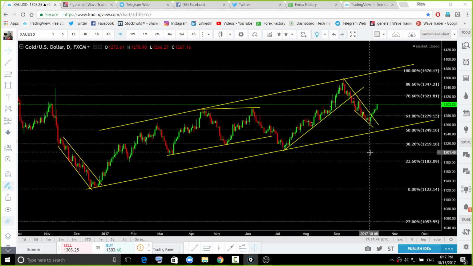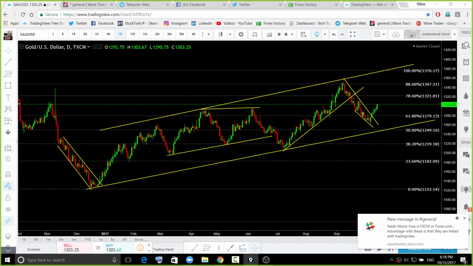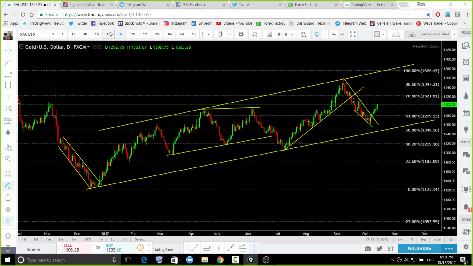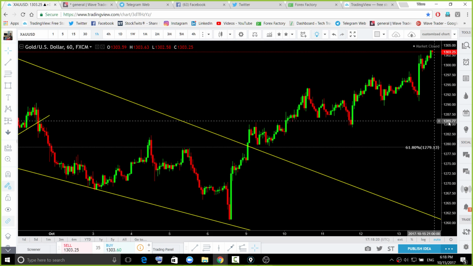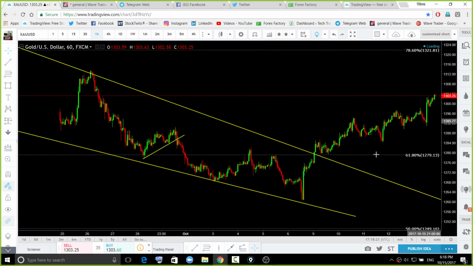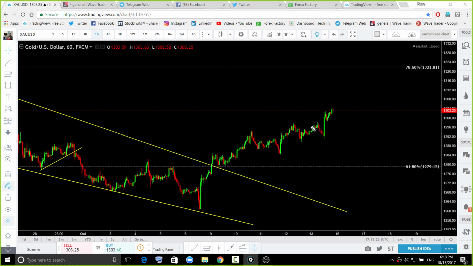Why? Because once we start to form a pullback or correction, you may start to get frustrated about your trade. You may start to think that trade is going to be a bad trade, or the market starts to move straight against you. I mean, you can start to freak out if you get into the market without having a perfect pullback.